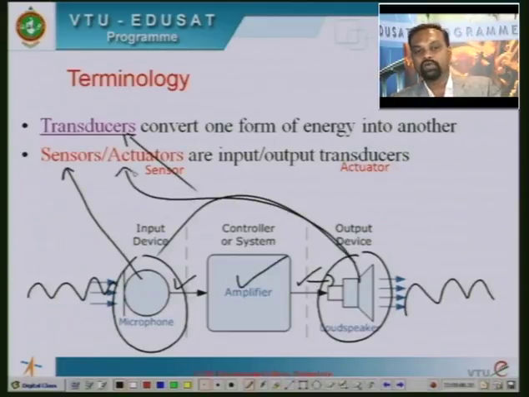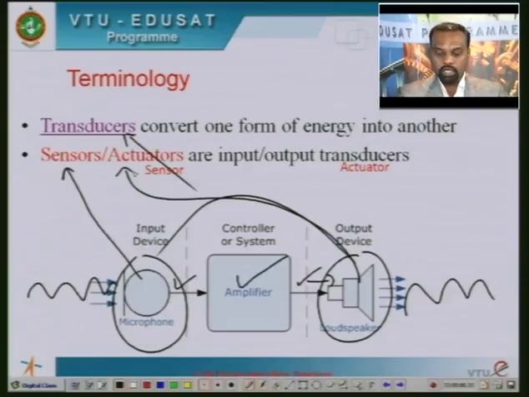So, the actuators are also a transducer, but the purpose of an actuator is to convert electrical signals back to physical quantities. A combination of a sensor and an actuator, we can call both together transducers. Sensors are available at the input side and actuators are available at the output side. In general, a transducer is a device which converts one form of energy to another form of energy. That is the basic definition of transducers.